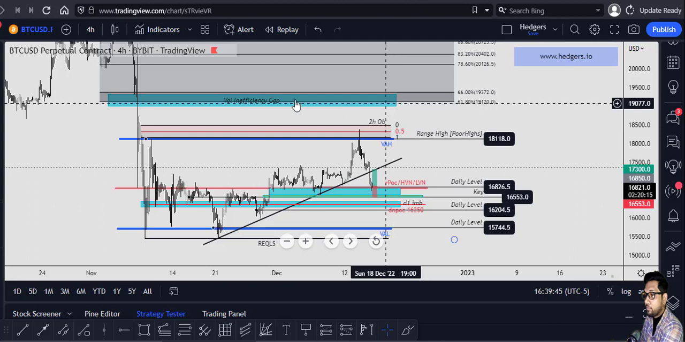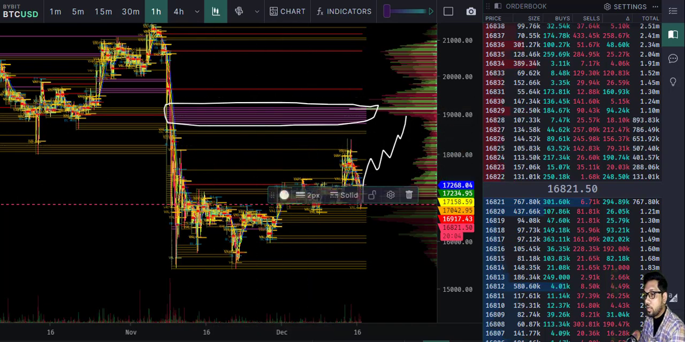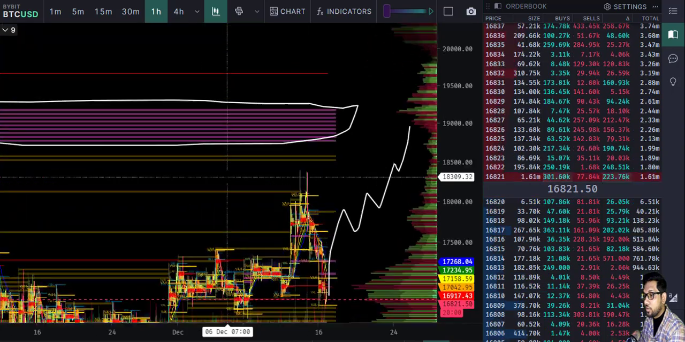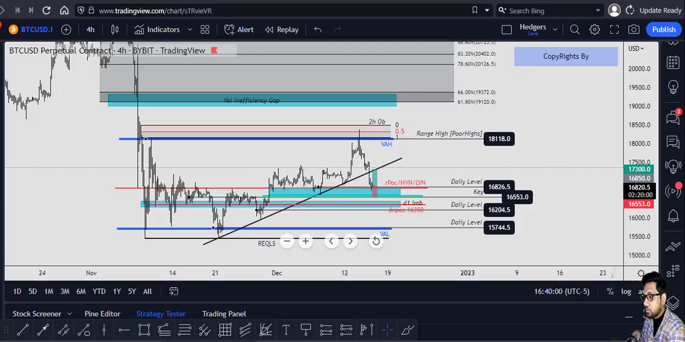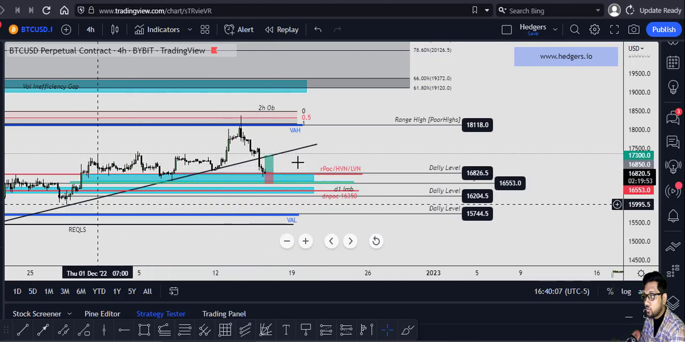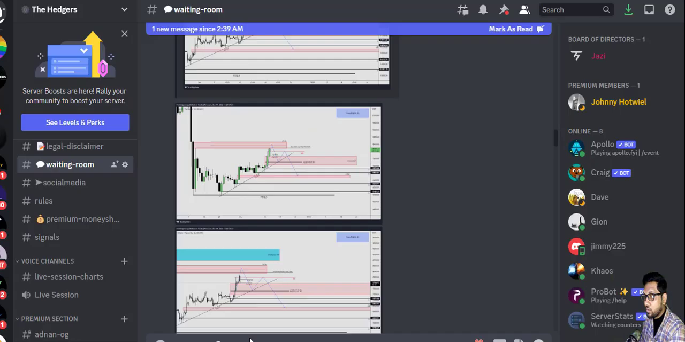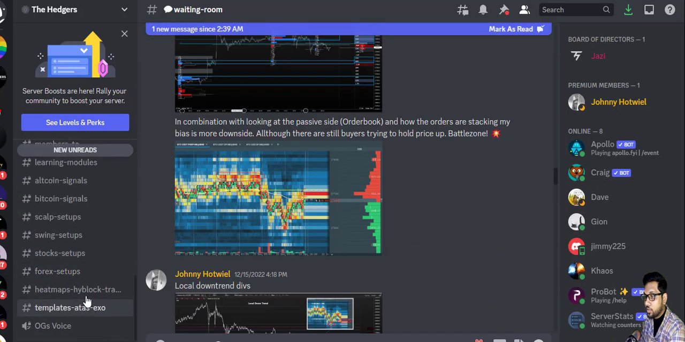So volume and efficiency gap, golden pocket, two confluences, and the third confluence is our TPO. In our TPO template, we're having single prints here that eventually get filled sooner or later. So these are our three confluences in this area. So probably after deviating this trend line, probably taking the liquidity, like we just put in our group as well in the heat map section.